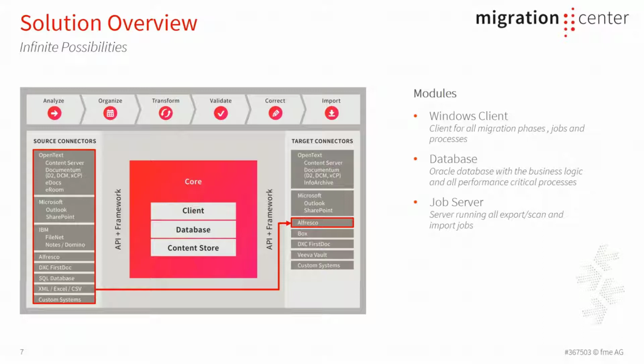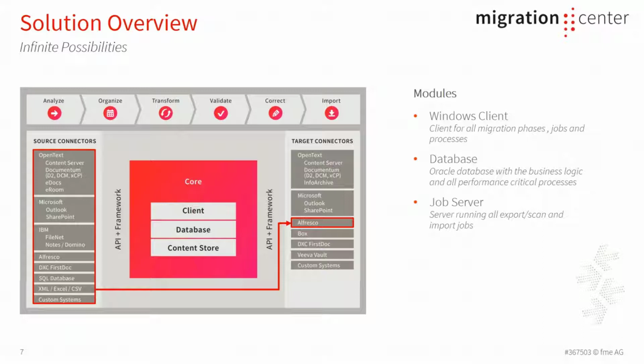In general, we have the phases on the top here. We divided it into 6 phases: scan, organize, transform, validate, correct, and import. And that basically symbolizes that you can do the whole migration with the Migration Center. It supports you from the scanning, from the analyzing of the source data and source documents. Of course, what I will talk about later is to organize them into groups, into scopes of documents, put individual transformations on the scopes of documents, right? And then validate, correct, and do the import.